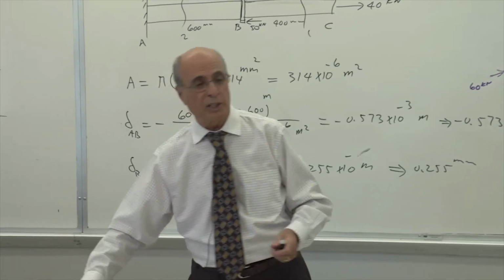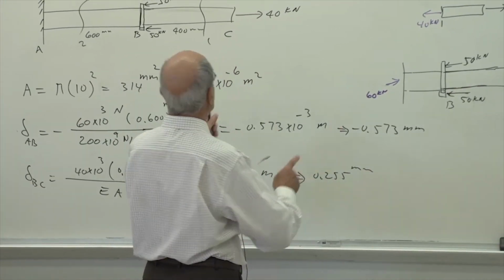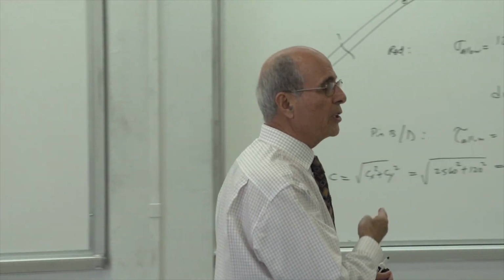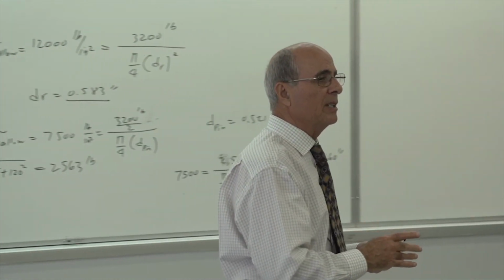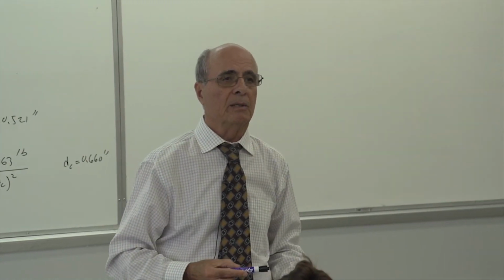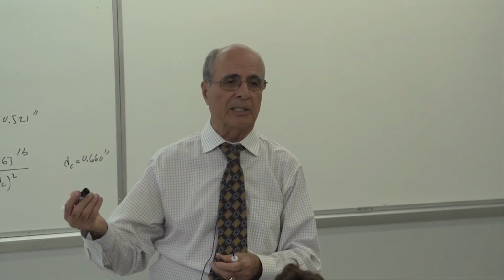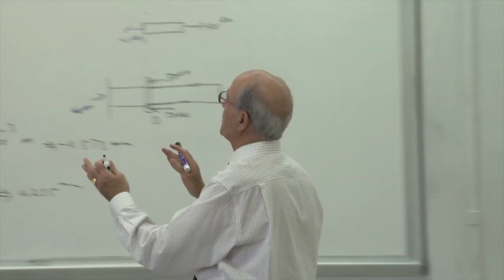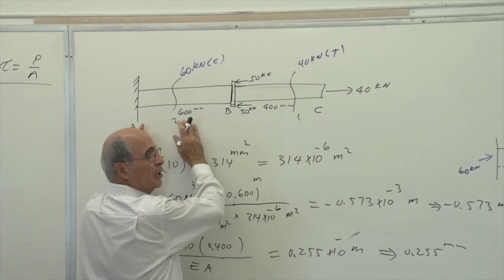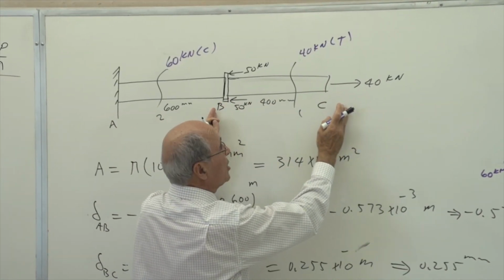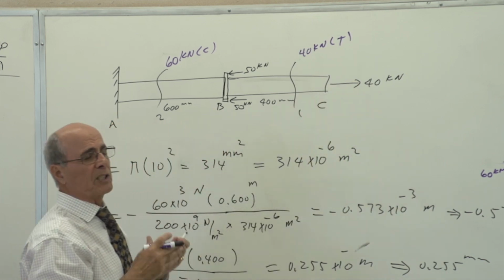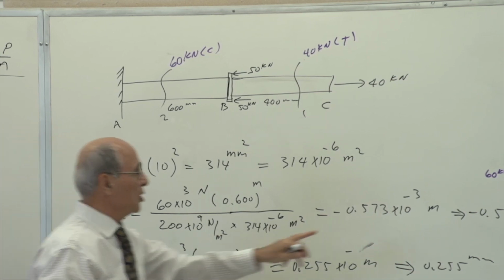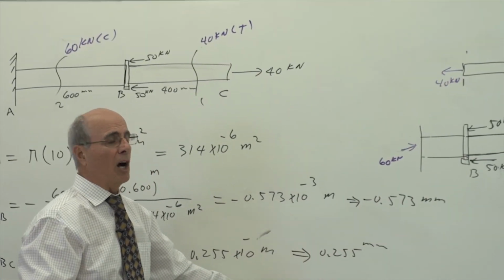Read the question now. The next question is: how much does point C move? How much point C moves has something to do with delta AB and delta BC. Can you answer that question? You see, AB is getting shorter and BC is getting longer. First of all, is it moving to the right or to the left? To the left, because this is larger than this one. How much to the left?